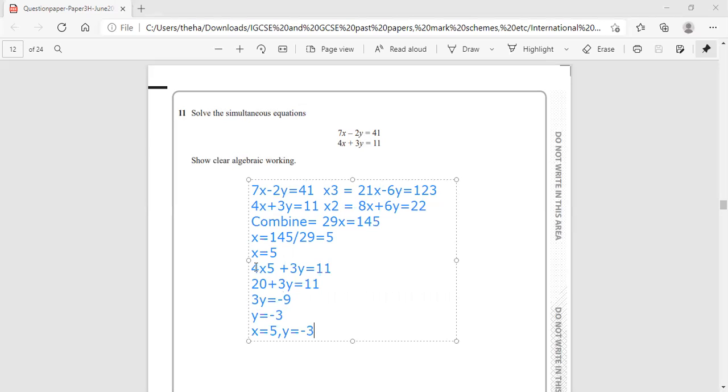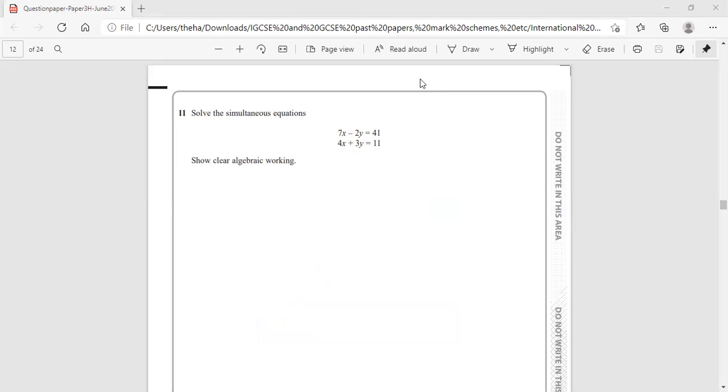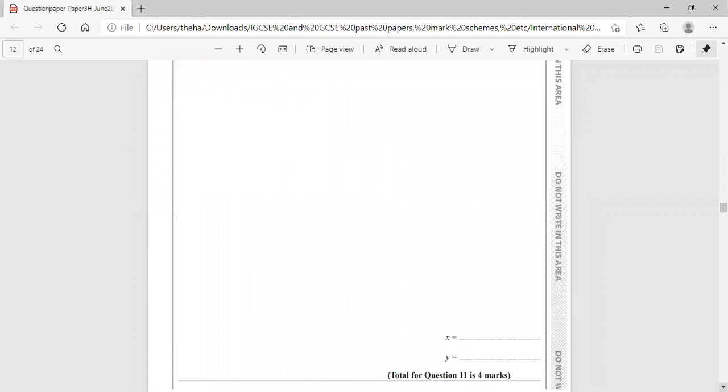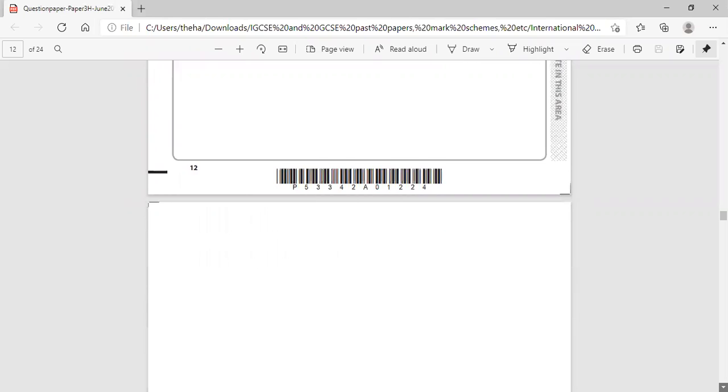To make sure your answers are right, you can put them into both equations and you'll find out that they do work. If you put them in your equations and they don't work, you know you've gone wrong somewhere. So x equals 5, y equals negative 3. Let's move on. That question is worth 4 marks, so it's pretty simple really to get those 4 marks if you know what to do.